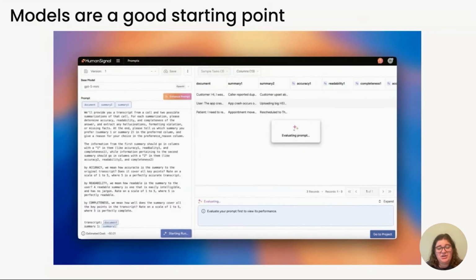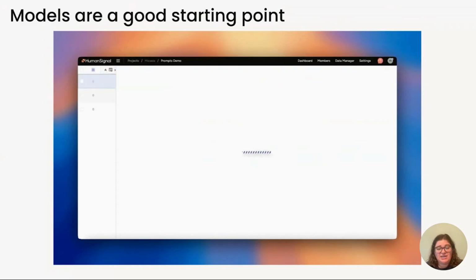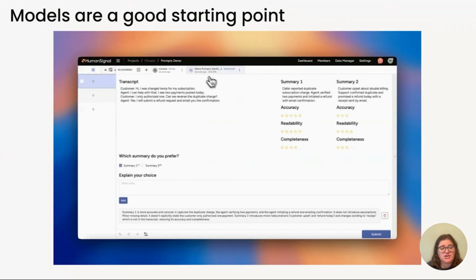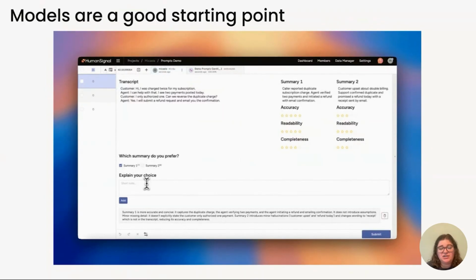You can see we have the prompt here on the left-hand side. It's going to evaluate on the data that we've given it. Here we've given it 3 sample tasks. And as soon as that happens, there we go, it populates. We can now click into our data and see the model prediction, which I'm going to click over to now. And then we can see that it pre-populates a human response for us based off those model predictions.